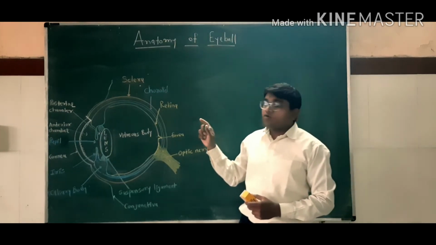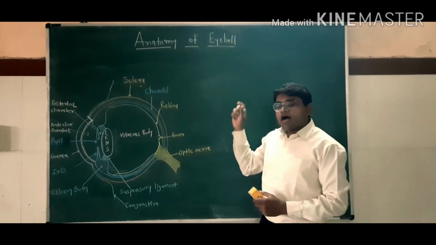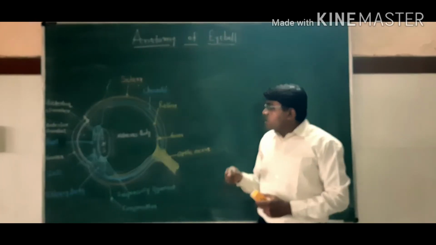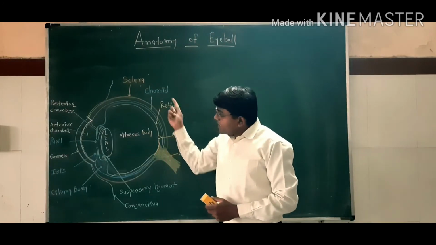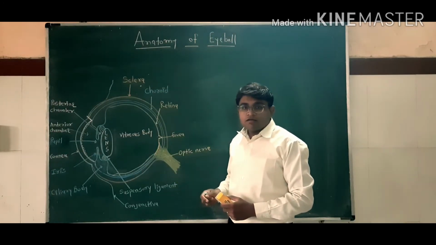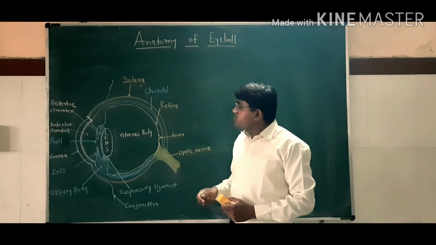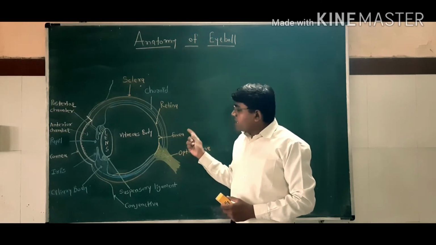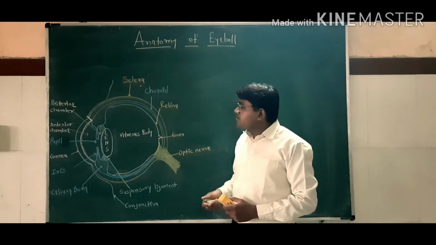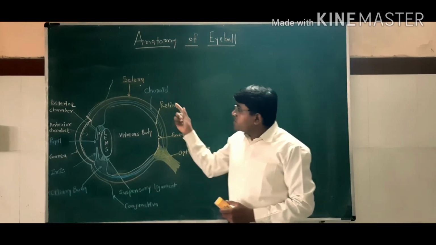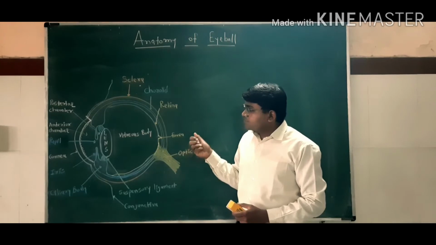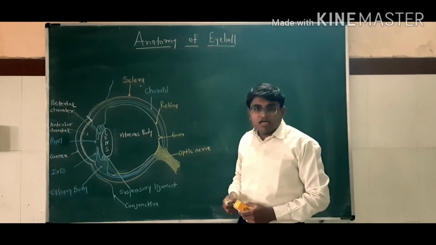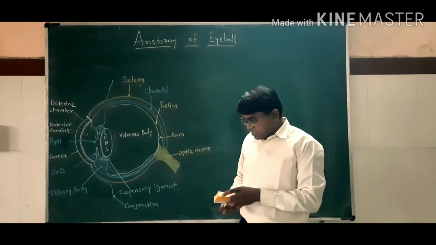We are discussing the anatomy of the eyeball. In the first video, we discussed the external layer of the eyeball. The external layer is a fibrous layer composed of the sclera and cornea. We have already discussed the sclera and cornea in the first video.